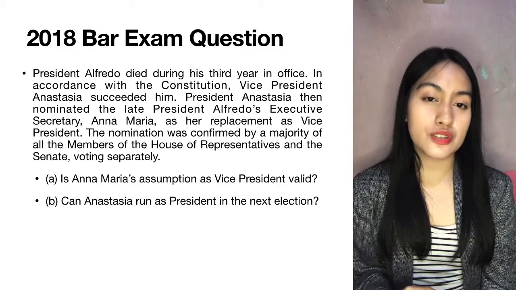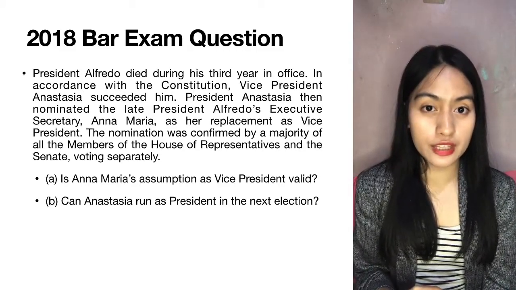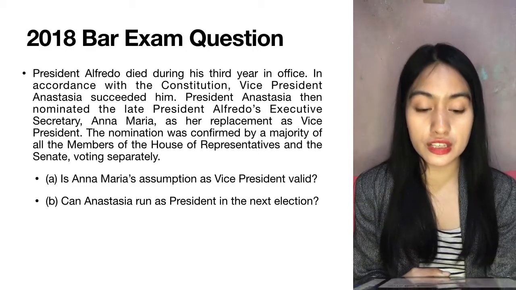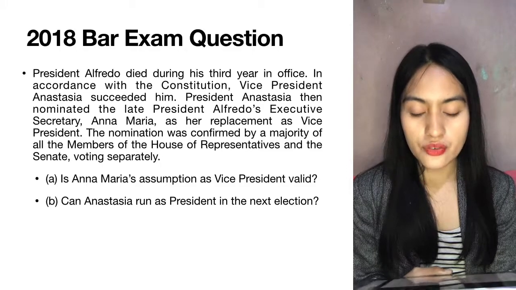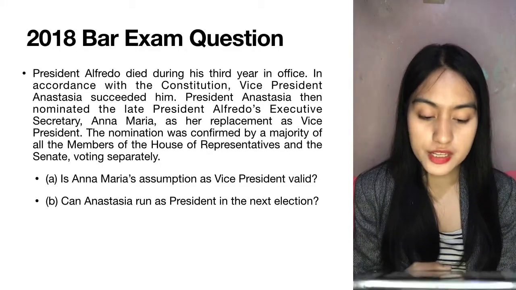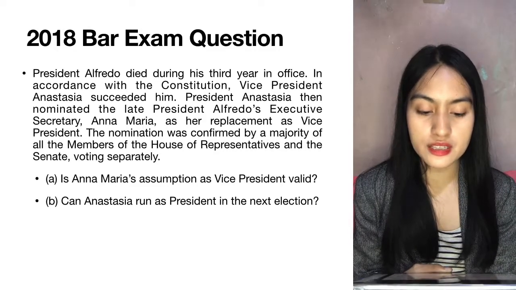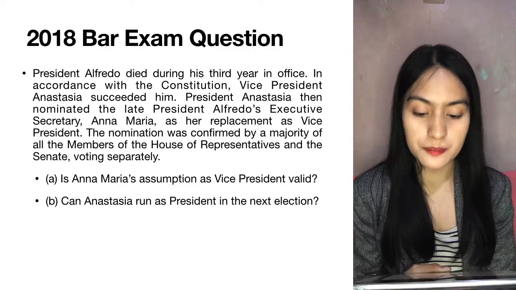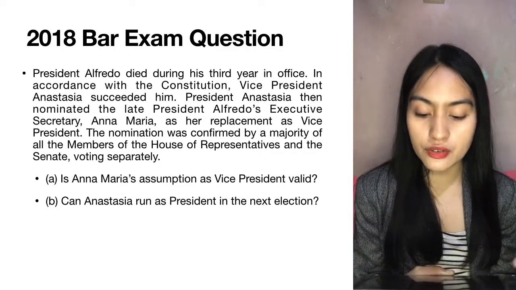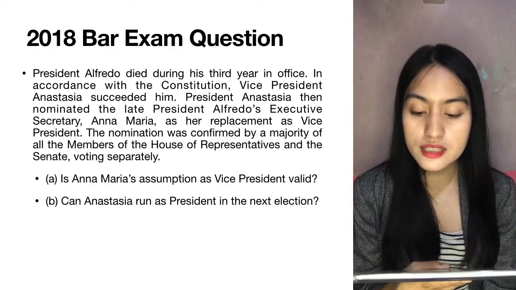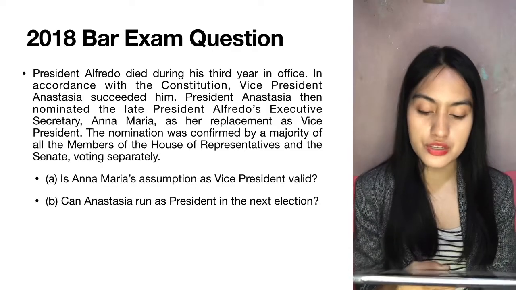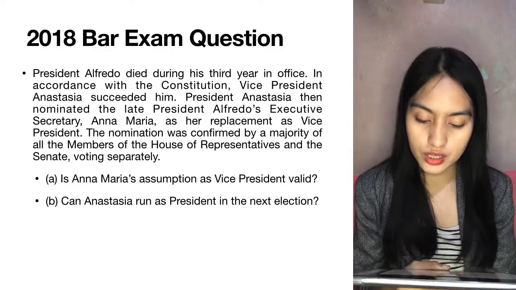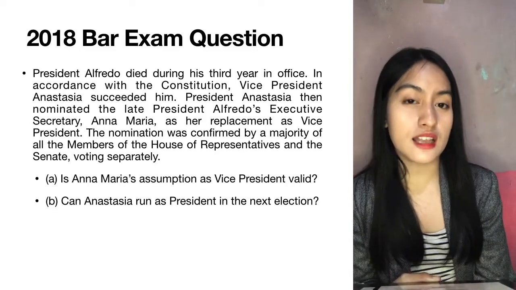To better understand the CRAC method or the ALAC method, I am going to illustrate it. As you can see, there is a question here. I actually lifted it from the 2018 Political Law Bar exam. I am going to read it. President Alfredo died during his third year in office. In accordance with the Constitution, Vice President Anastasia succeeded him. President Anastasia then nominated the late President Alfredo's Executive Secretary Ana Maria as her replacement as Vice President. The nomination was confirmed by a majority of all the members of the House of Representatives and the Senate voting separately. So there are two questions. First question, is Ana Maria's assumption as Vice President valid? And the second one, can Anastasia run as President in the next election?